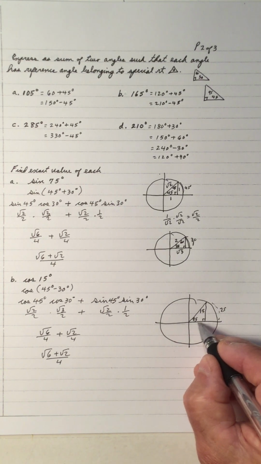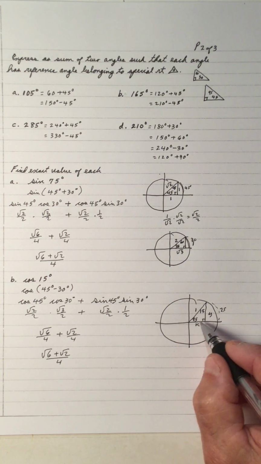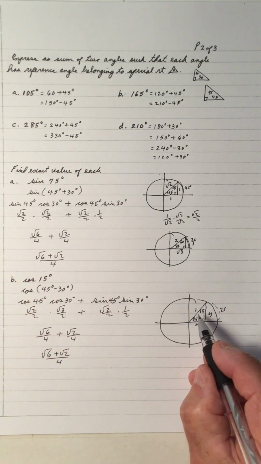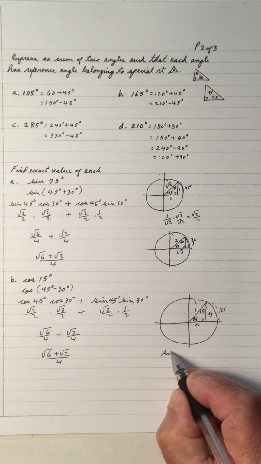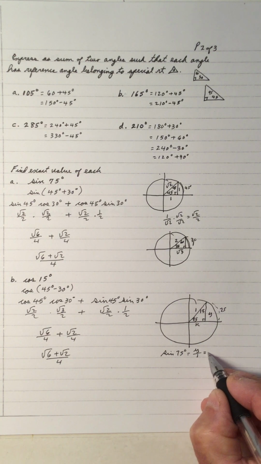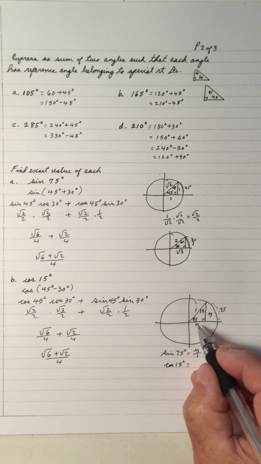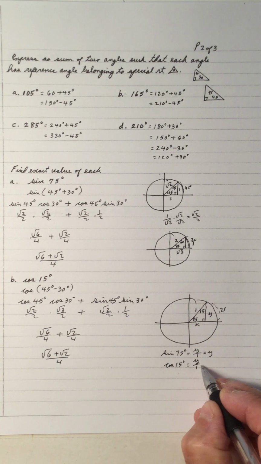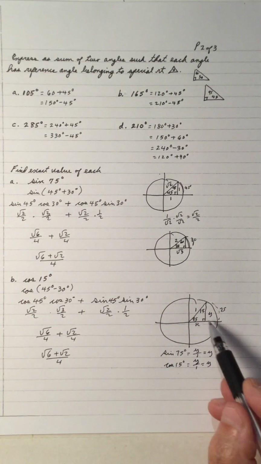So let's call this value x, let's make this value y, and let's make this a 1. Therefore, the sine of 75 in this triangle is opposite over hypotenuse, which is the y. And the cos of 15, the 15 is here. Cos of 15 is the adjacent over the hypotenuse, which is the y. So these two answers come out to be the same, and I'm trying to show you why.